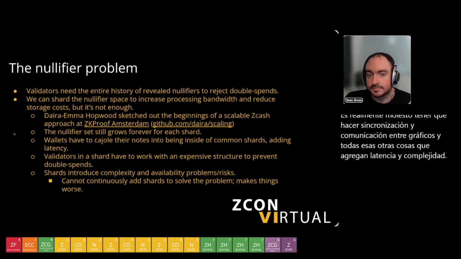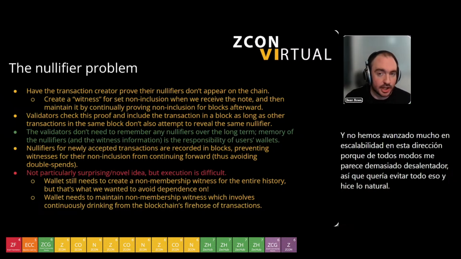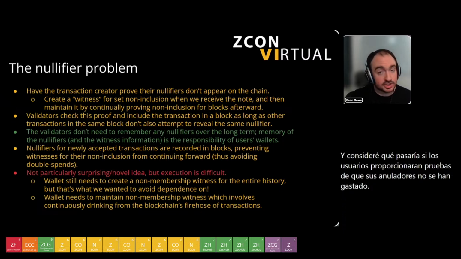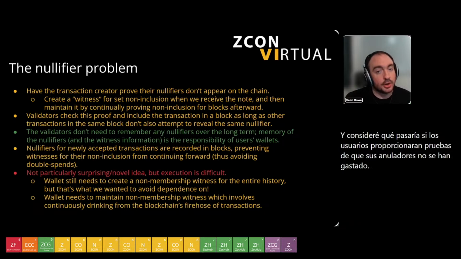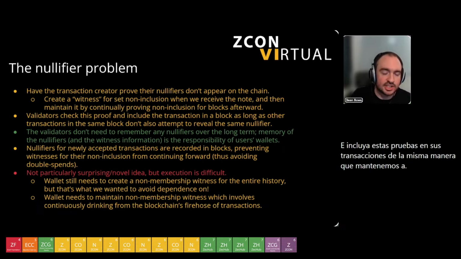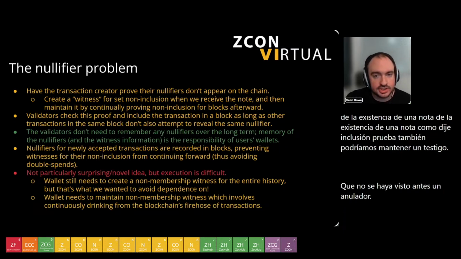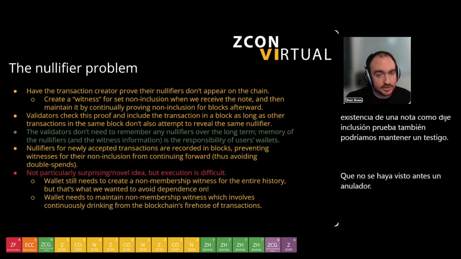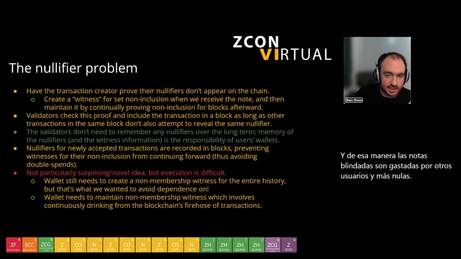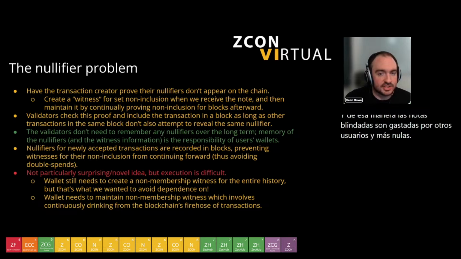So I did the natural thing and considered what would happen if users provided proofs that their nullifiers haven't been spent, and include these proofs in their transactions. In much the same way that we maintain a witness that proves knowledge of a node existing, like a set inclusion proof, we could also maintain a witness that a nullifier hasn't been seen before. And that way, as shielded notes are spent by other users and more nullifiers appear on chain, you can just continually update those witnesses to demonstrate that the new nullifiers that appeared on chain since then are also different from the wallet's own nullifiers, which proves that we haven't spent our note yet.